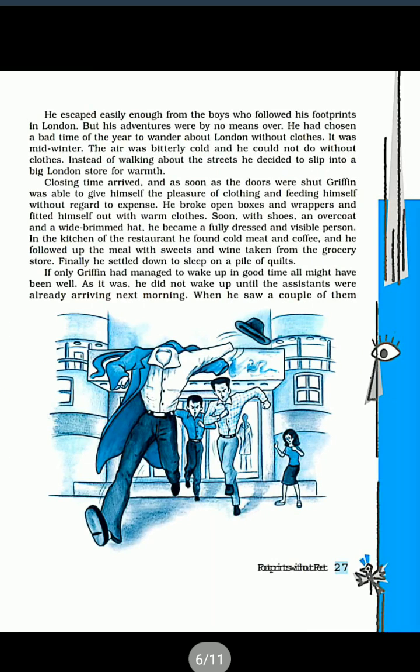means without clothes. Instead of walking about the streets, he entered a London store for warmth. He enjoyed the pleasure of clothes and food freely. He fitted himself out with warm clothes there. He became fully dressed up with shoes, an overcoat, and a hat. After putting on clothes, he became visible. He had cold meat and coffee, sweets and wine from the grocery store. He slept on a pile of quilts. He didn't wake up until the assistants arrived next morning.